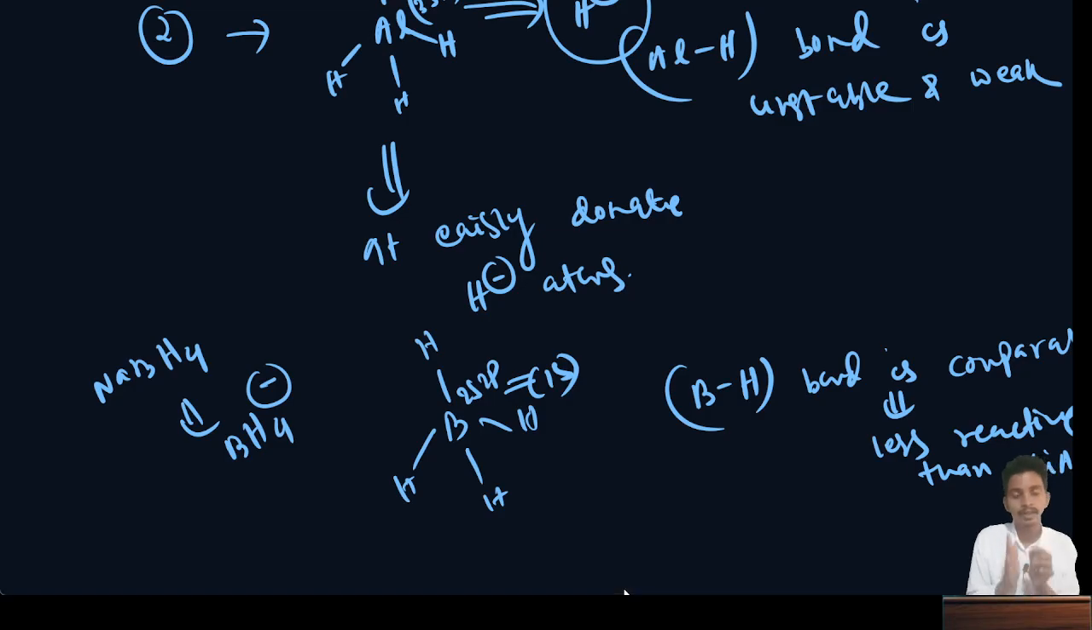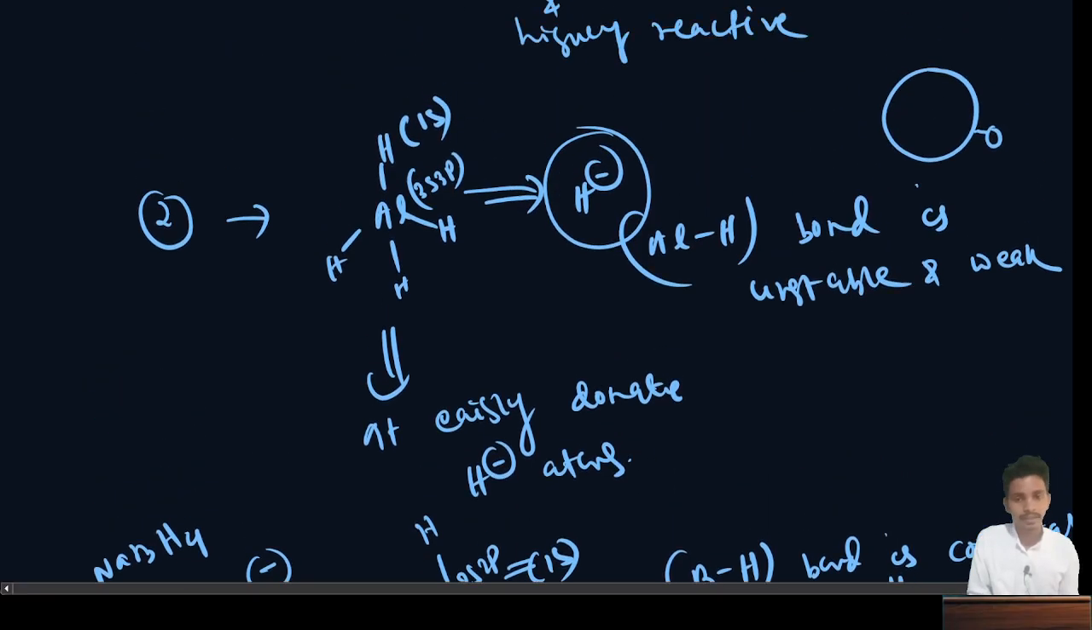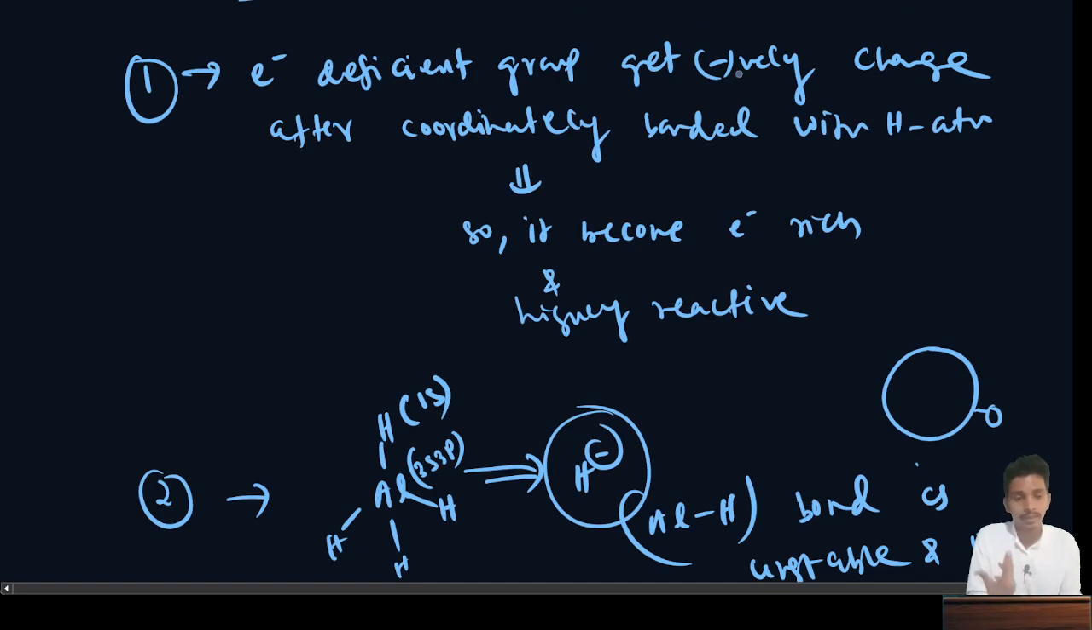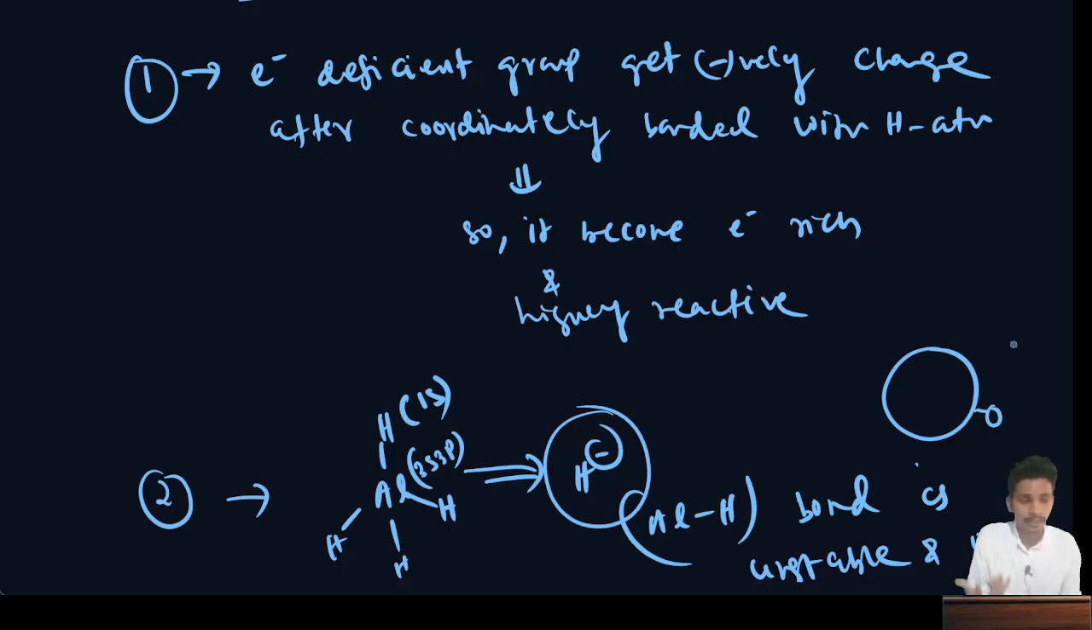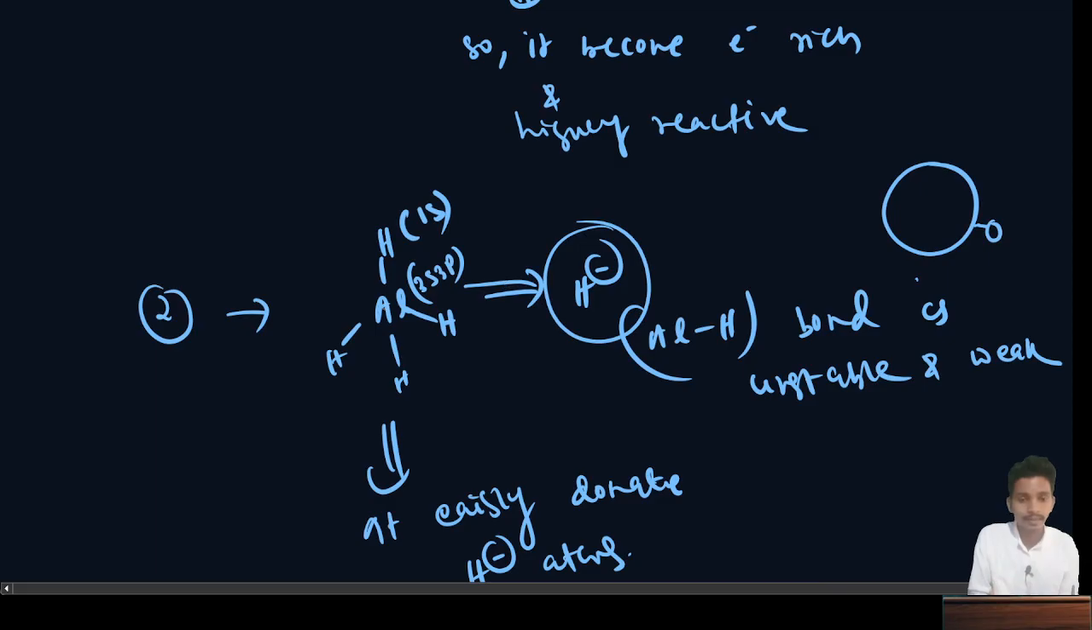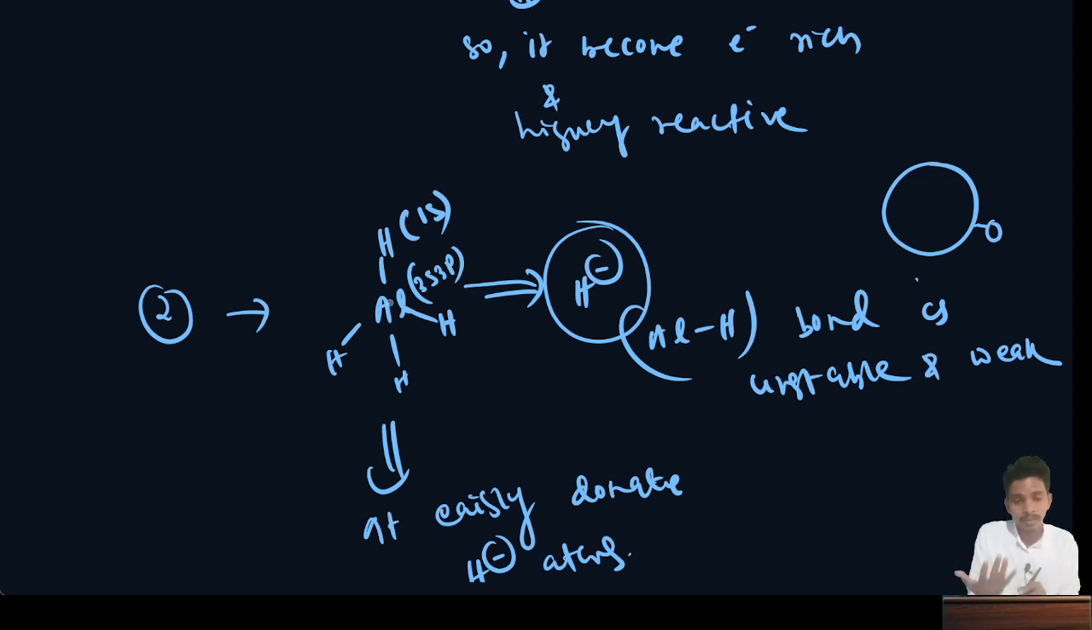Okay, so these are the two reasons that make lithium aluminum hydride a strong reducing agent. First reason is that this is in the boron family, the electron deficient group is directly getting a negative charge, so it becomes highly reactive. And second, the aluminum and hydrogen bond is very weak due to the large size difference. So it easily donates electrons, and it is highly reactive.